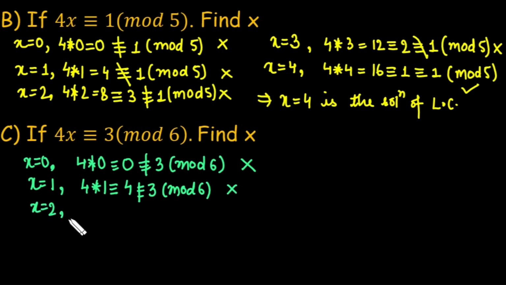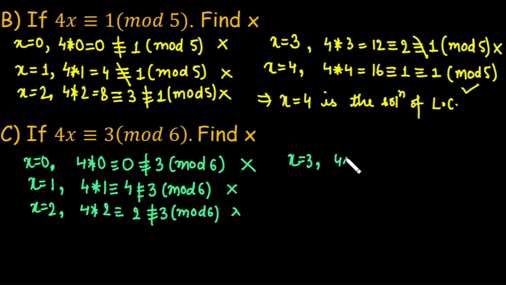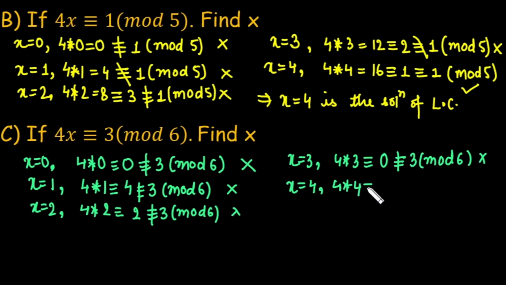For x equal to 2, 4 times 2 is 8. 8 divided by 6 has remainder 2. This is not congruent to 3 mod 6. x equal to 3: 4 times 3 is 12. When divided by 6, the remainder is 0. So again that is not congruent to 3 mod 6. x equal to 4: 4 times 4 is 16. 16 divided by 6 has remainder 4. So this can never be congruent to 3 mod 6.